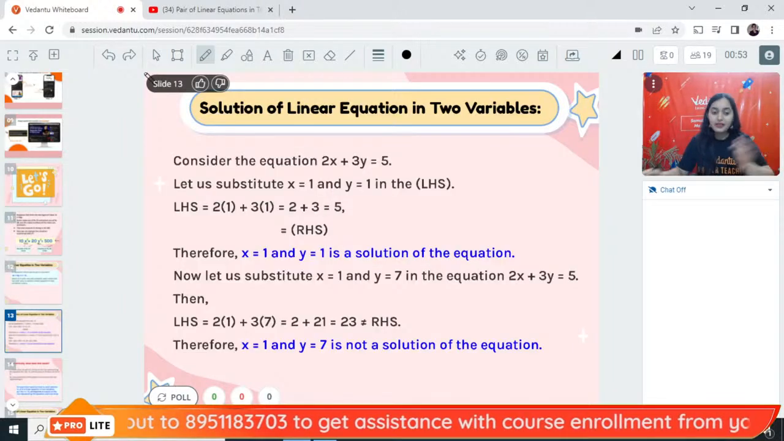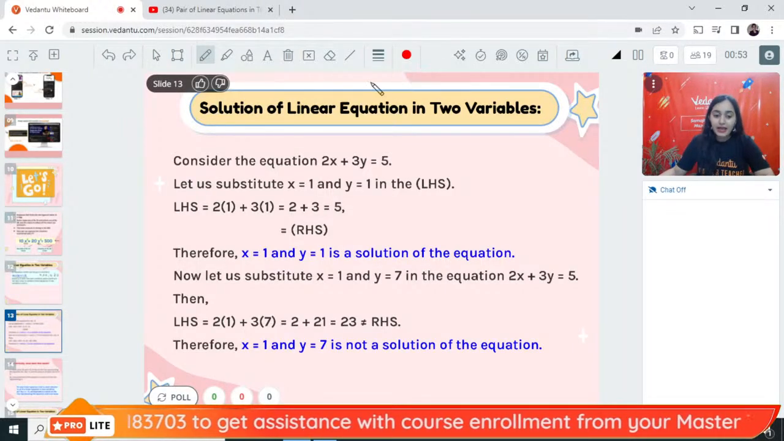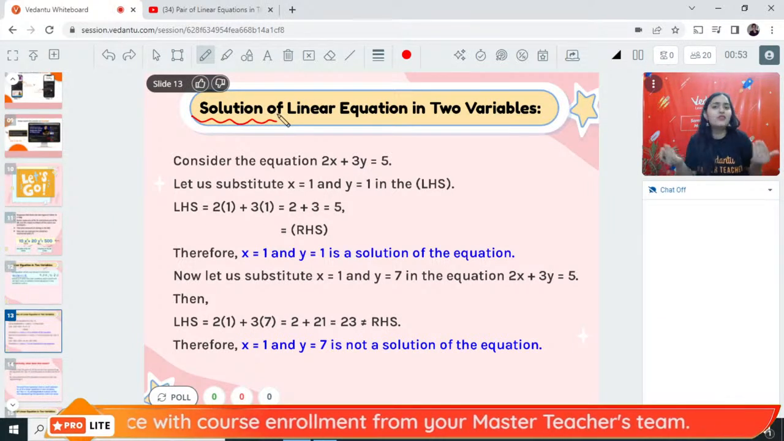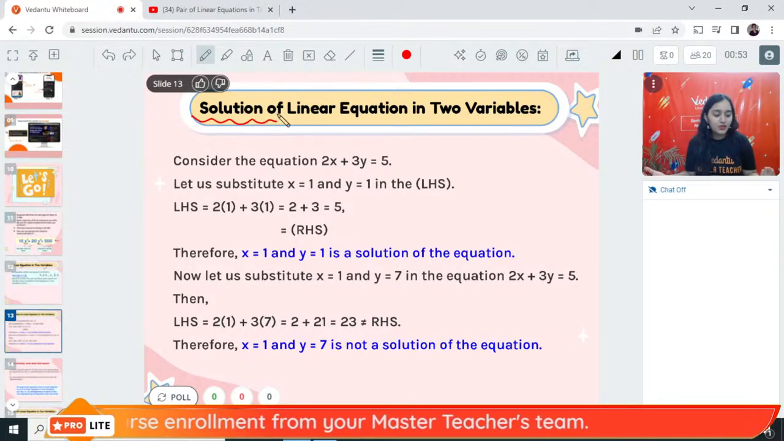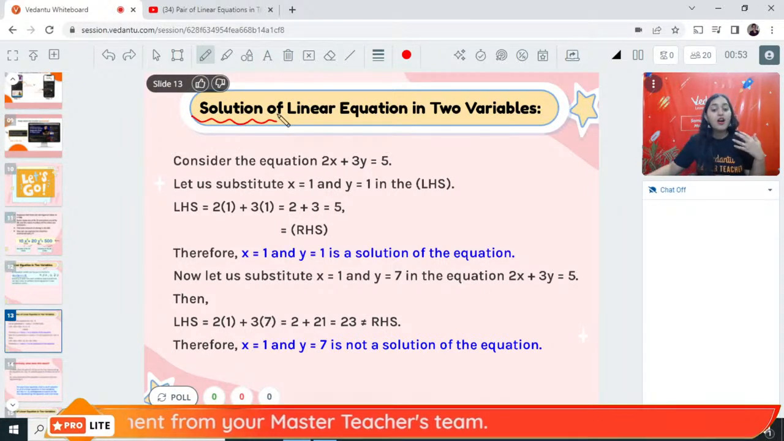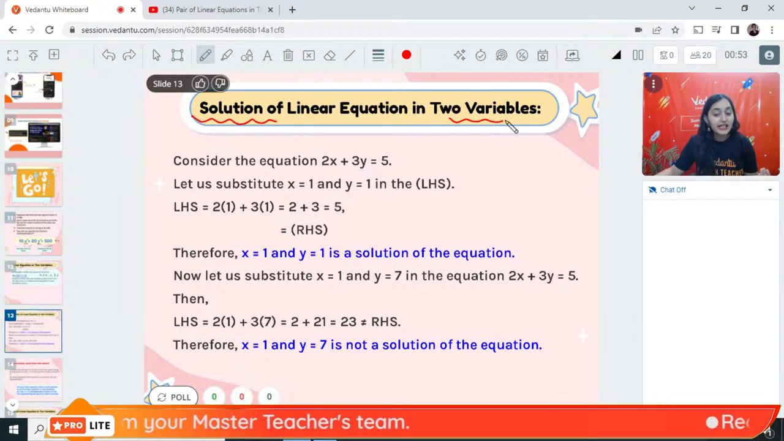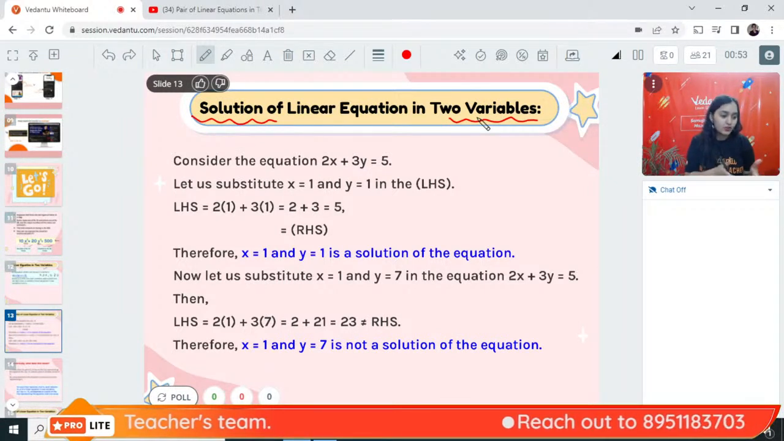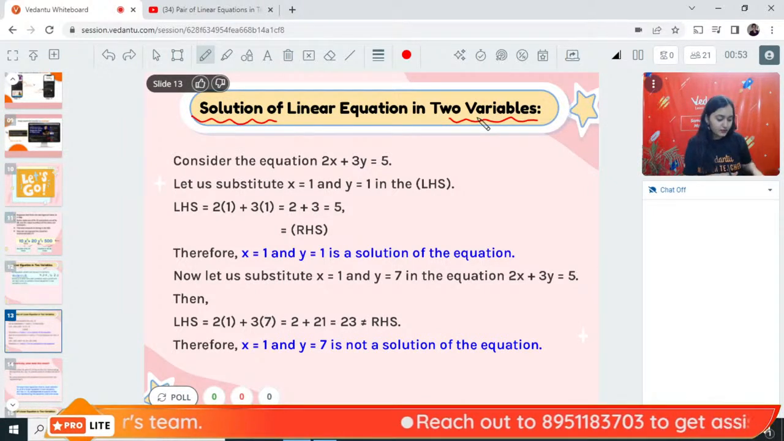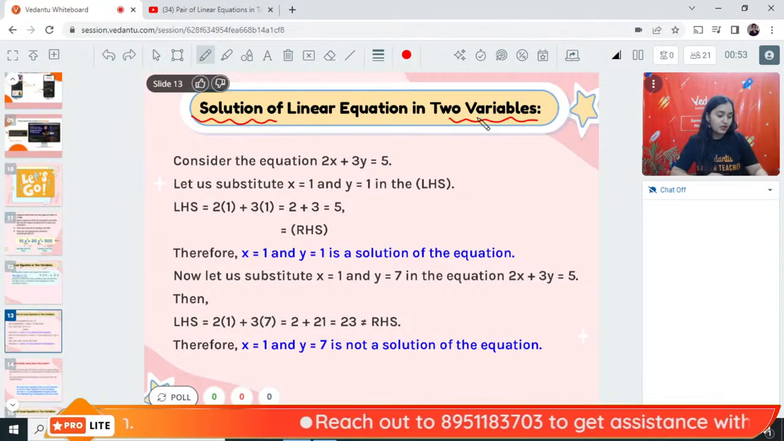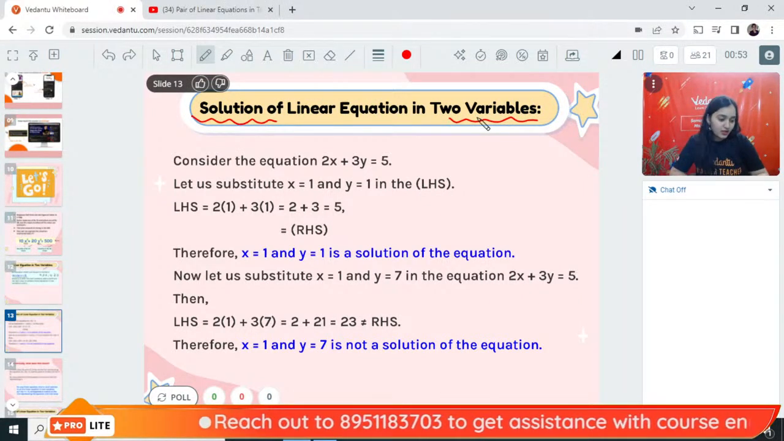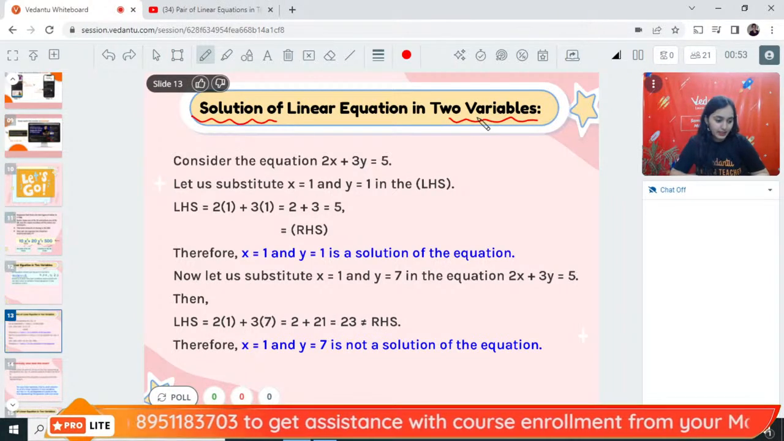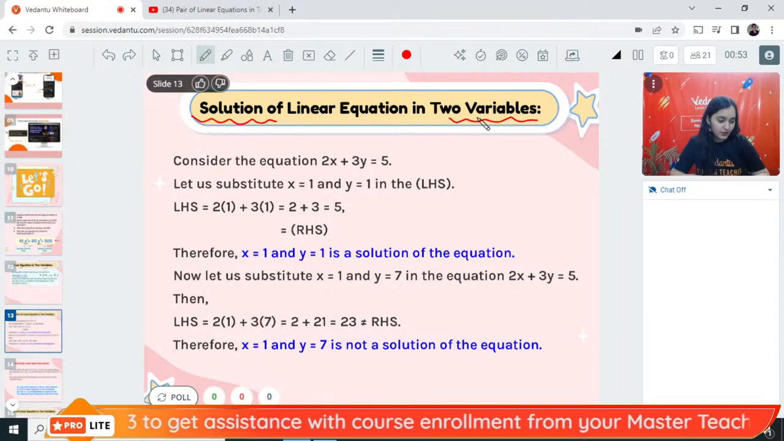Now next comes, what do we understand by the solution of a linear equation? What is the solution of a linear equation or of a linear equation in two variables? Can anybody tell? What do we understand by solution? Fatafat say. Who can tell me?